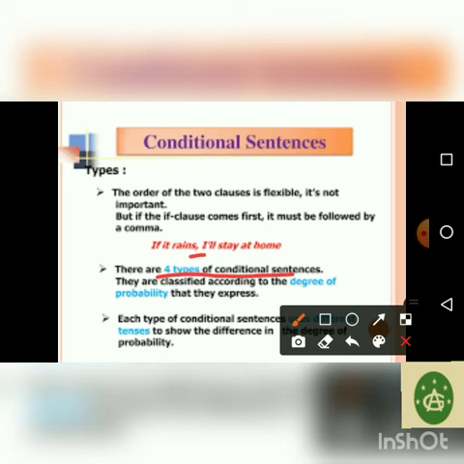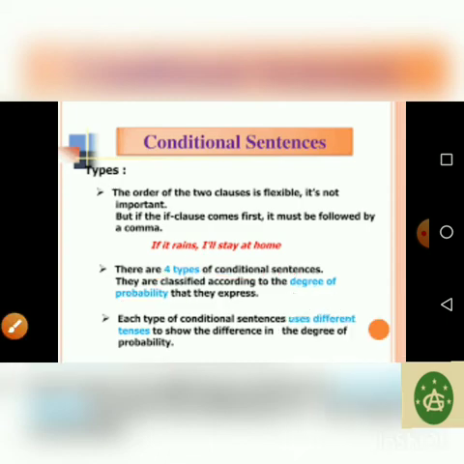They are classified according to the degrees of probability. Probability means how much possibility there is that it may happen. Again, we are going towards real life and unreal situations. The degree of probability that they express is what all 4 types of conditional clauses depend on. Each type of conditional sentence uses different tenses to show the difference in the degree of probability. The degree of probability changes and this is shown through different tenses.